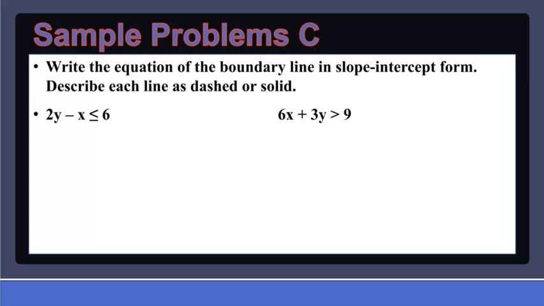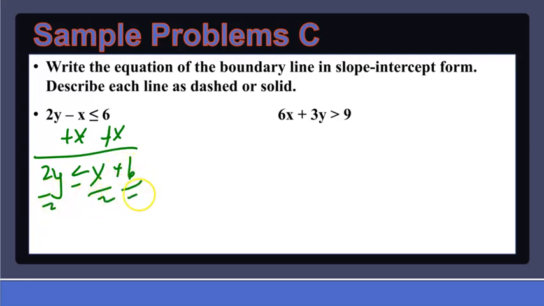Next, we want to write down the equation of the boundary line in slope-intercept form for each inequality, then describe if the line is dashed or solid. So here I'm going to add x to both sides. Now we have 2y is less than or equal to x plus 6. Divide by 2. My inequality would be y is less than or equal to 1/2 x plus 3. And this one is solid, and it's solid because it has the equal to part in it.